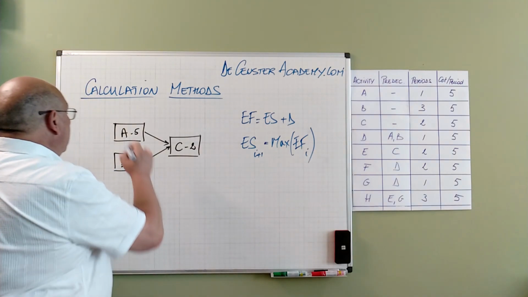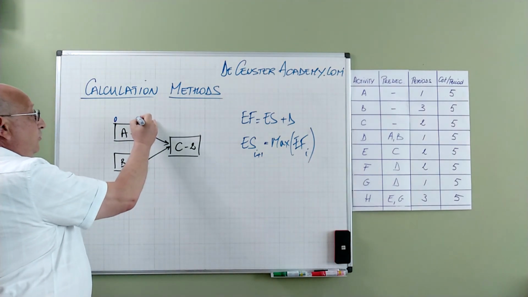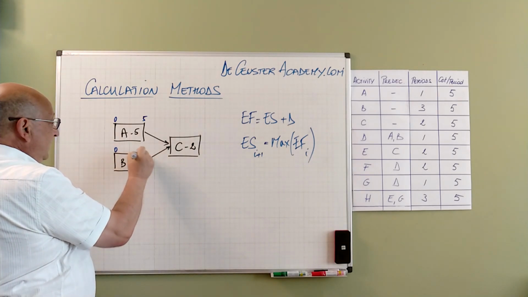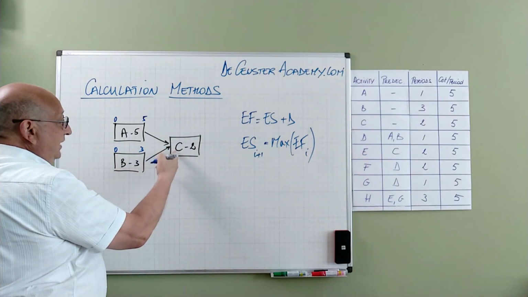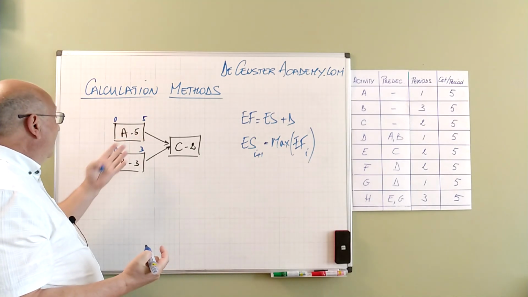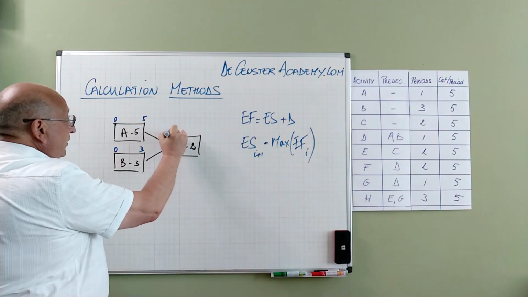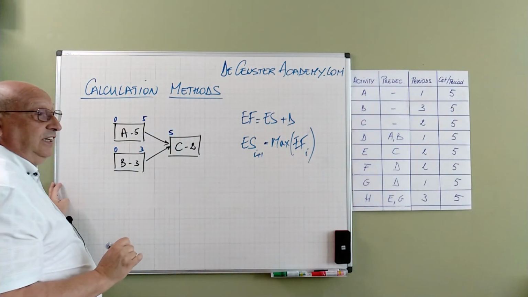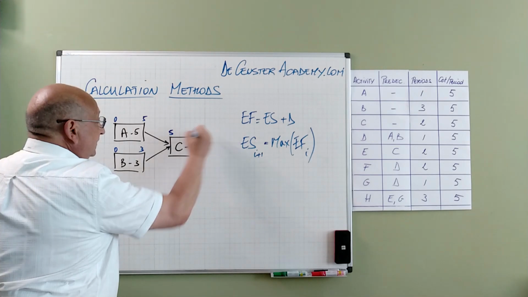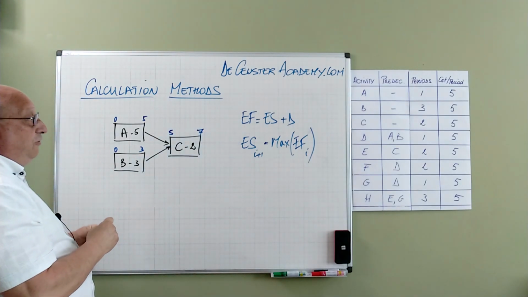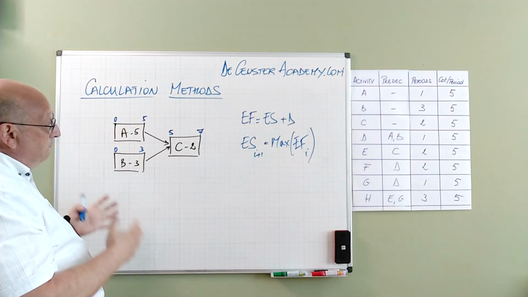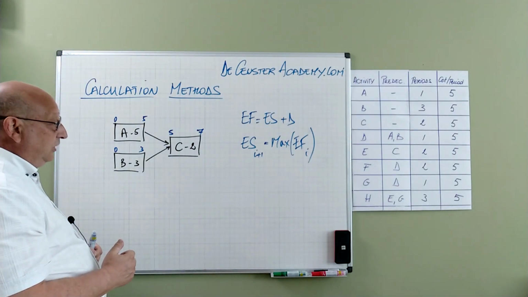So we start from 0. 0 plus 5 is 5. 0 plus 3 is 3. So we take here C is the successor of A. We have early start of C is then equal to 5, plus 2 gives us 7. So this is in fact the result when we look at the method starting from 0.